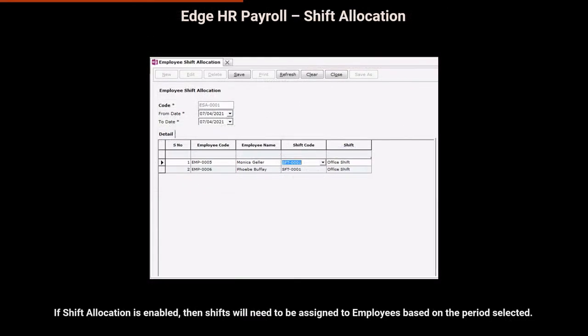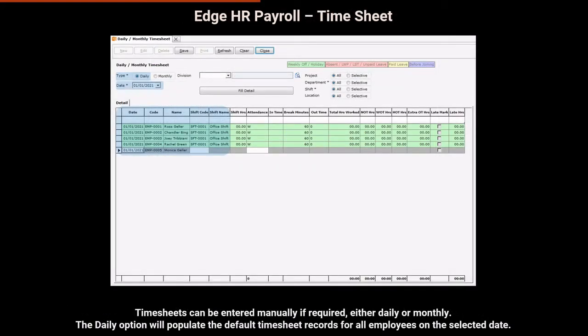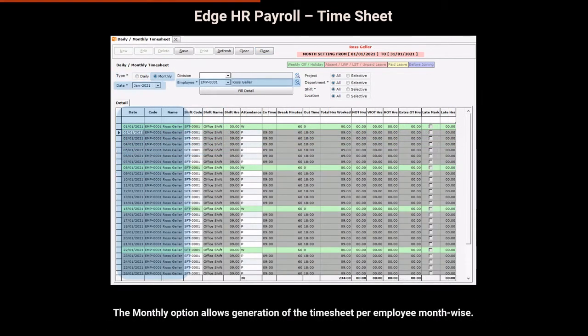If shift allocation is enabled, then shifts will need to be assigned to employees based on the period selected. Timesheets can be entered manually if required, either daily or monthly. The daily option will populate the default timesheet records for all employees on the selected date. The monthly option allows generation of the timesheet per employee month-wise.